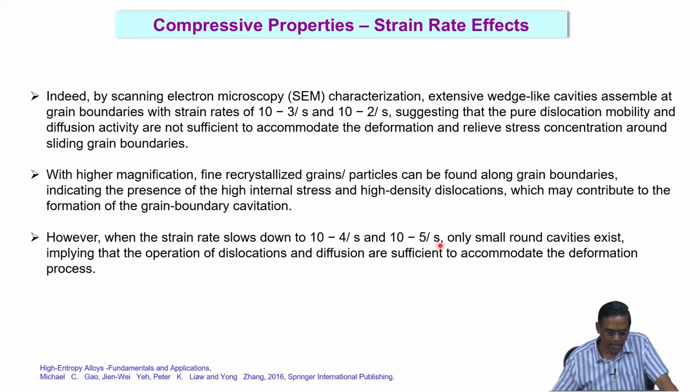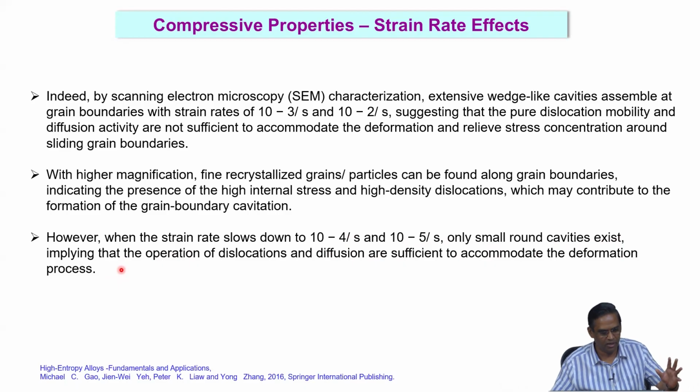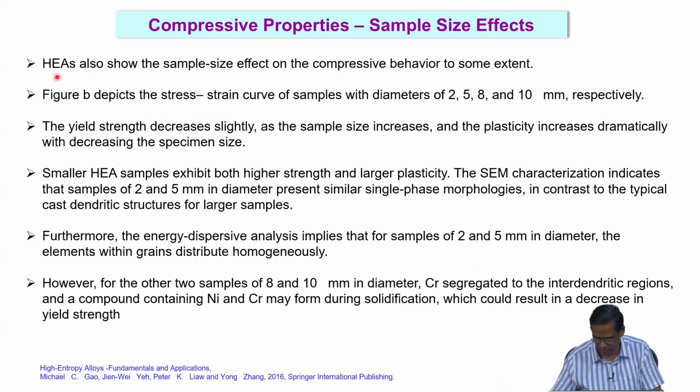However, when the strain rate slows down to 10 to the power minus 4 to 10 to the power minus 5, only small round cavities exist, implying that the operation of dislocation and diffusion are sufficient to accommodate the deformation process. So, this is the important thing. When you look at the deformation activity, you look at two things: diffusion, especially high temperature diffusion, and dislocation activity, and how much, because these are all the structural entities which carry the strain or carry the load. So, how densely they are produced, then accordingly the energy absorption will be there. Okay. So, that is the difference given here.